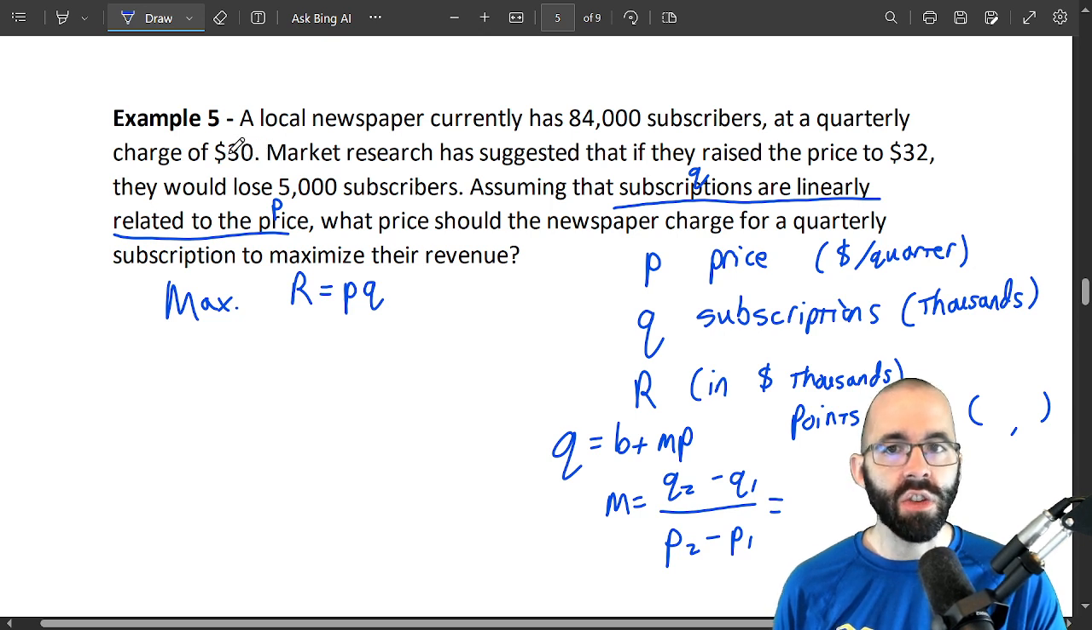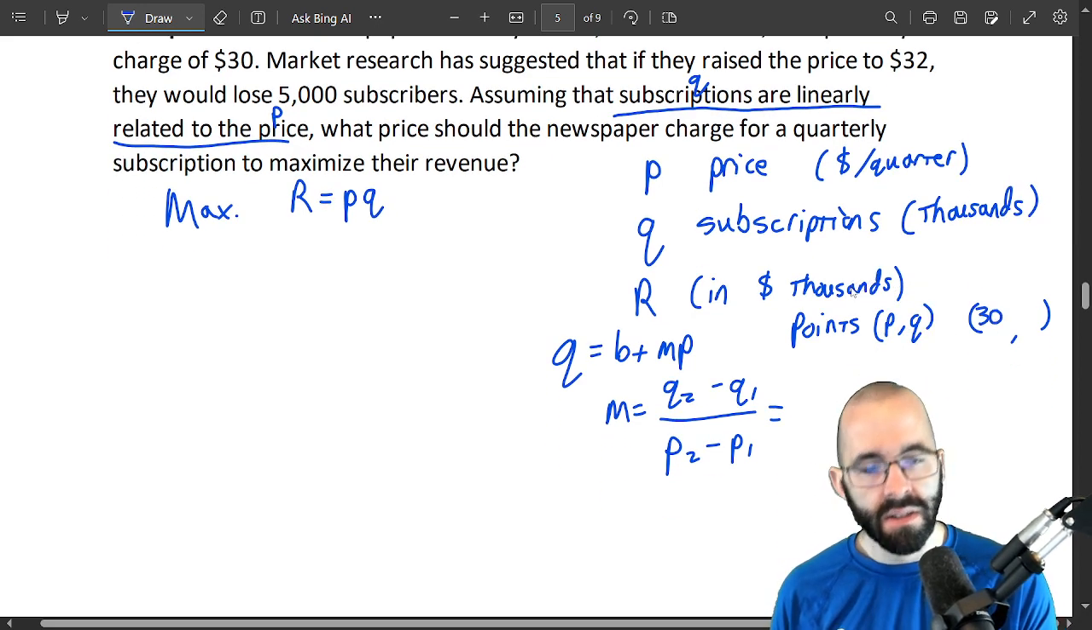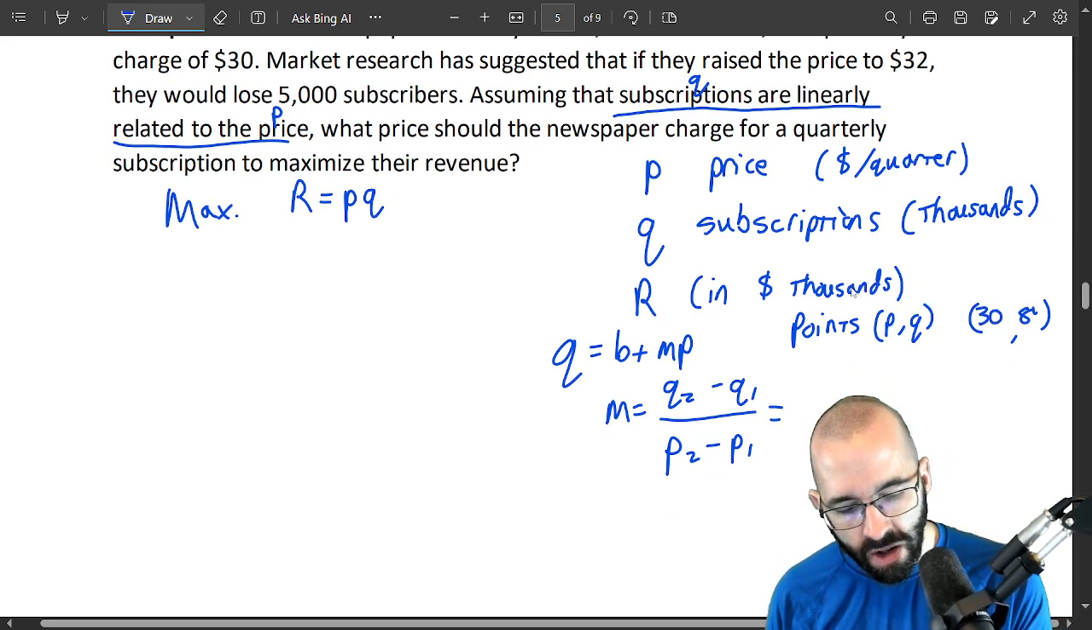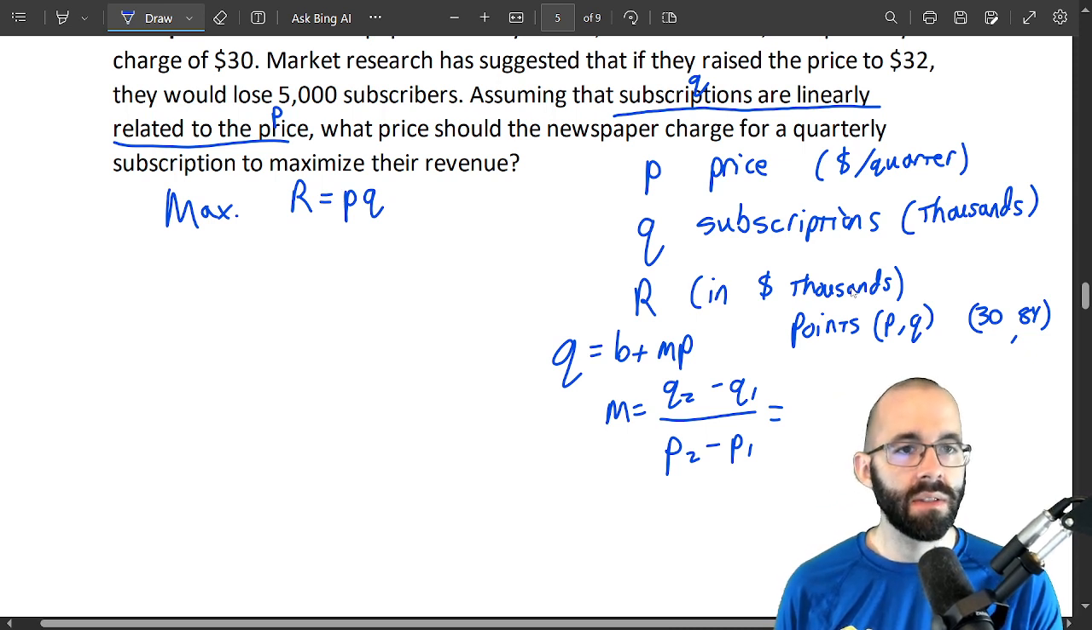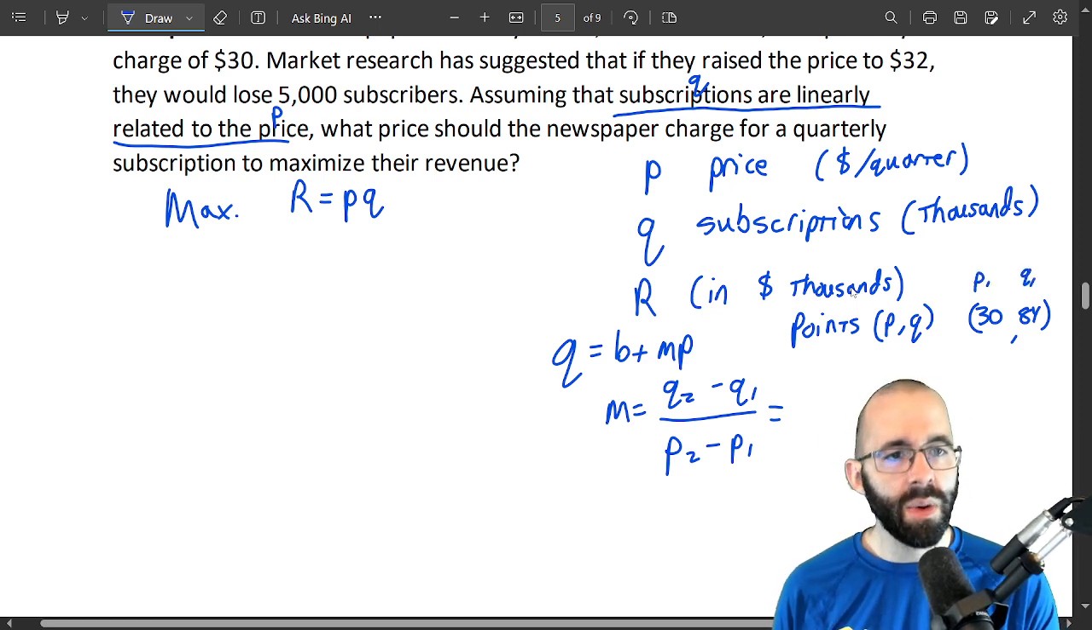Right now we're charging $30 for 84,000 subscribers. A price of $30 is 84,000 subscribers. Remember, Q is in thousands. Well, we need another point, right? This can be our first price and our first quantity, but we need another point.